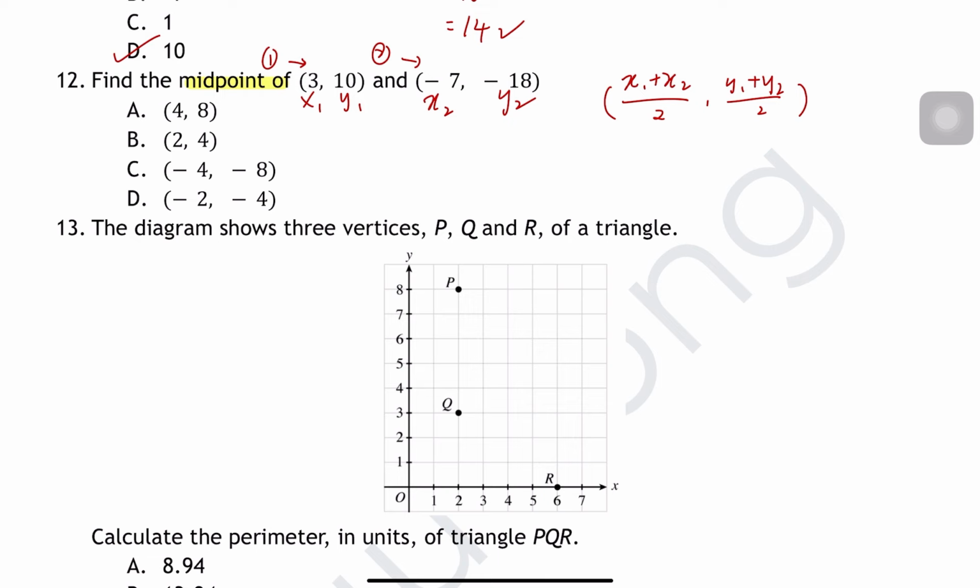So for here, you will have 3 plus negative 7 over 2, 10 plus negative 18 over 2. And you will get negative 2 and negative 4. And the answer is D.